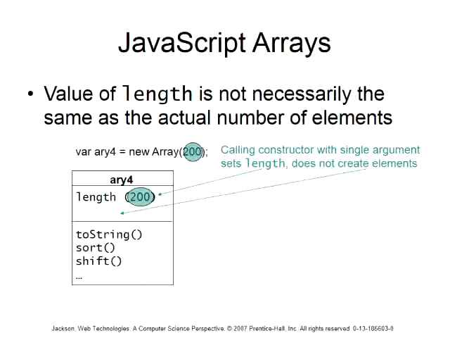So, your attention please. If we write variable array4 equal new Array and after that one value, this value is not the first value, but it will be the length of the array. So calling the constructor with a single argument sets the length and does not create elements. It's clear?